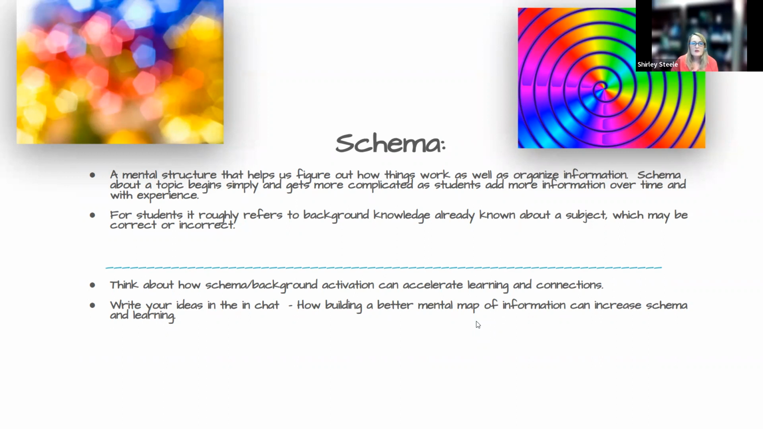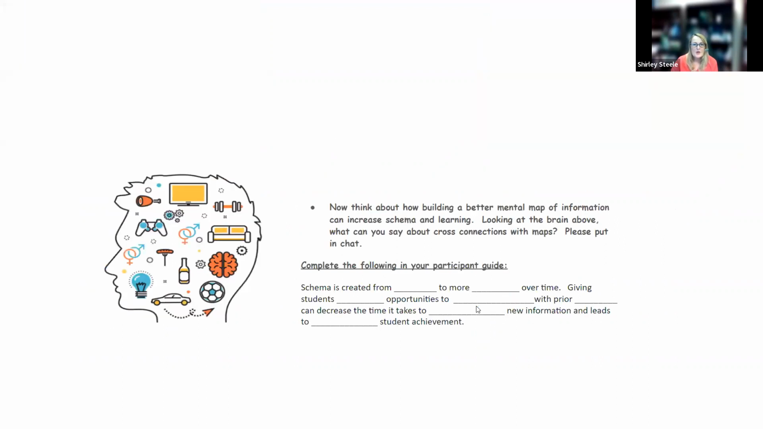Awesome. Thank you so much, you guys, for all of your input and ideas. Okay, now think about how building a better mental map of information can increase schema and learning. Looking at the brain, it was above, but I changed it to the side. What can you say about cross connections with maps by looking at that brain? We are not going to put it into the chat, but we're going to discuss it. I have a thing down there at the bottom that you can complete. It's also in your participant guide, but I also put it on the screen. So looking at that brain, and we're about to move into the interactive mapping, what can you say about different connections with mapping?